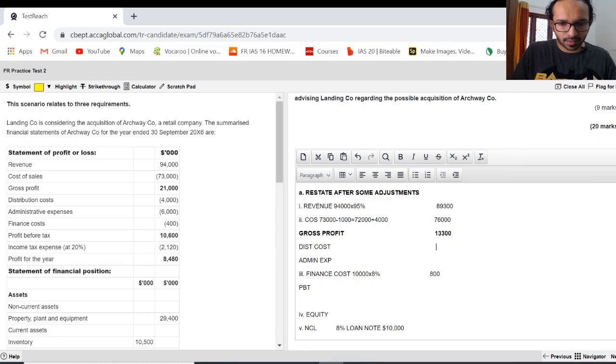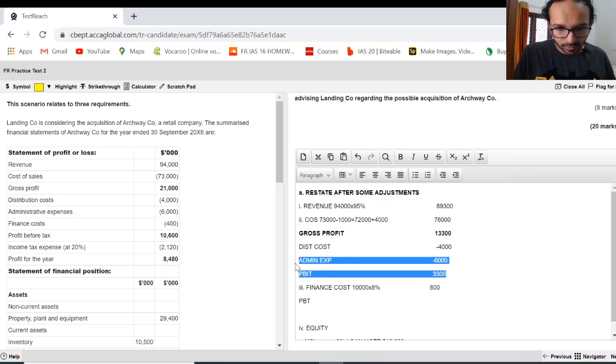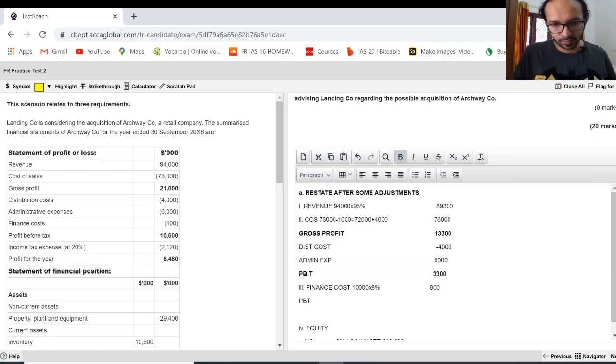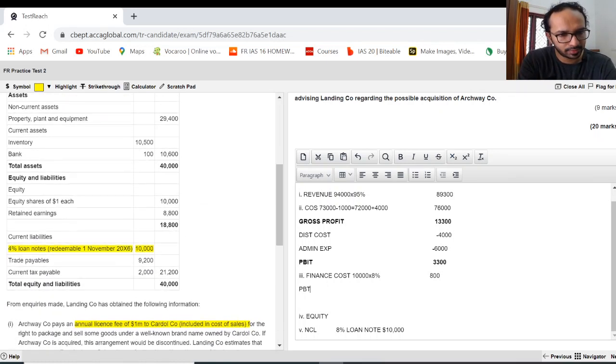I guess there is no change in the distribution cost and admin expense. Distribution cost is 4,000. Admin expense is 6,000. So I'm just putting one more column. PBIT. PBIT will be 3,300. So there is a new non-current liability coming.